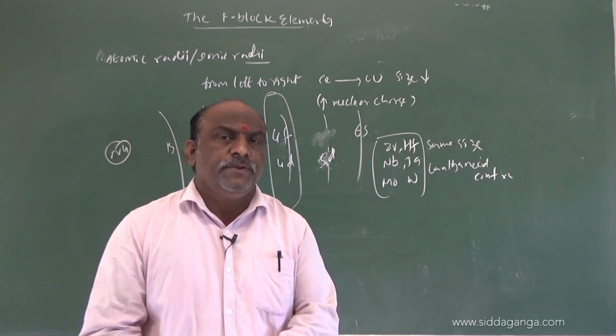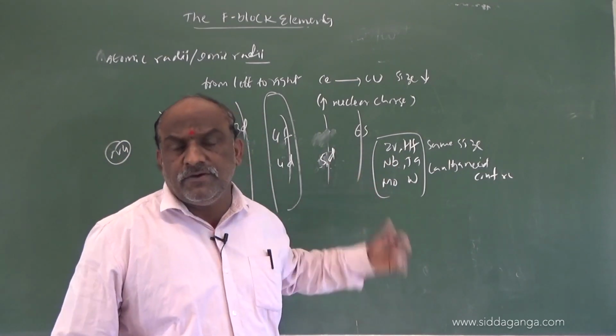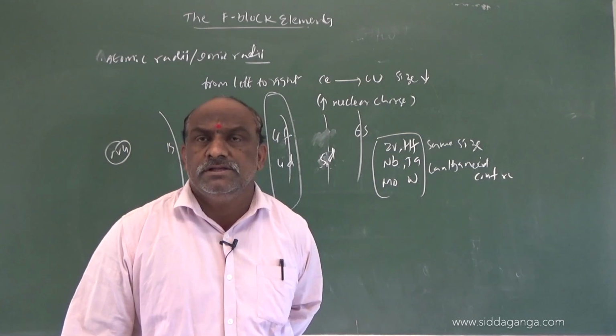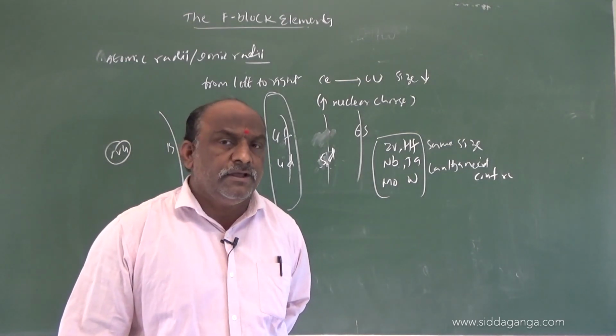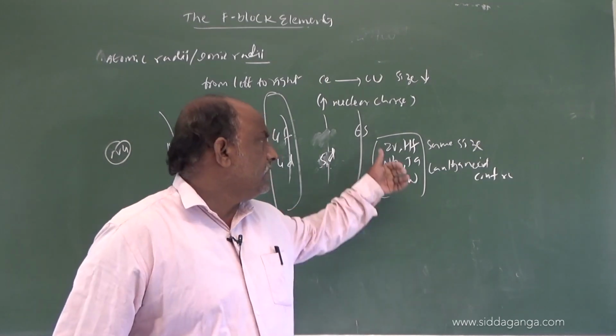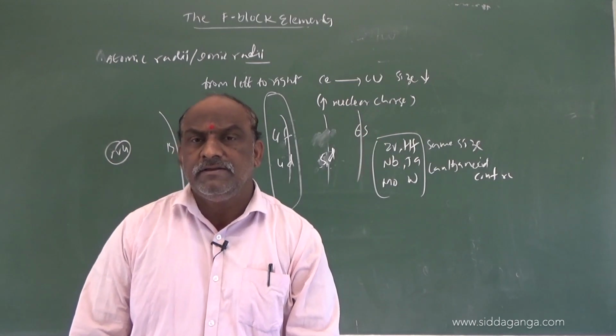So here, due to that poor screening effect, why are f orbitals poorly screened? Because of their peculiar shapes. Due to the peculiar shape, f orbitals are not screened properly. Due to that we find lanthanide contraction. Due to that lanthanide contraction, some elements, zirconium, hafnium, niobium, tantalum, molybdenum, tungsten, are all of the same size.